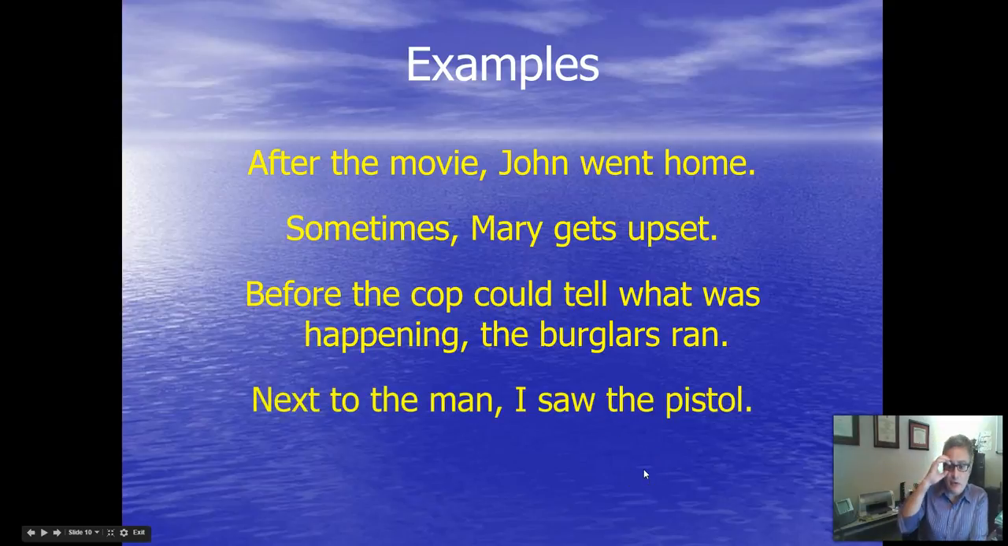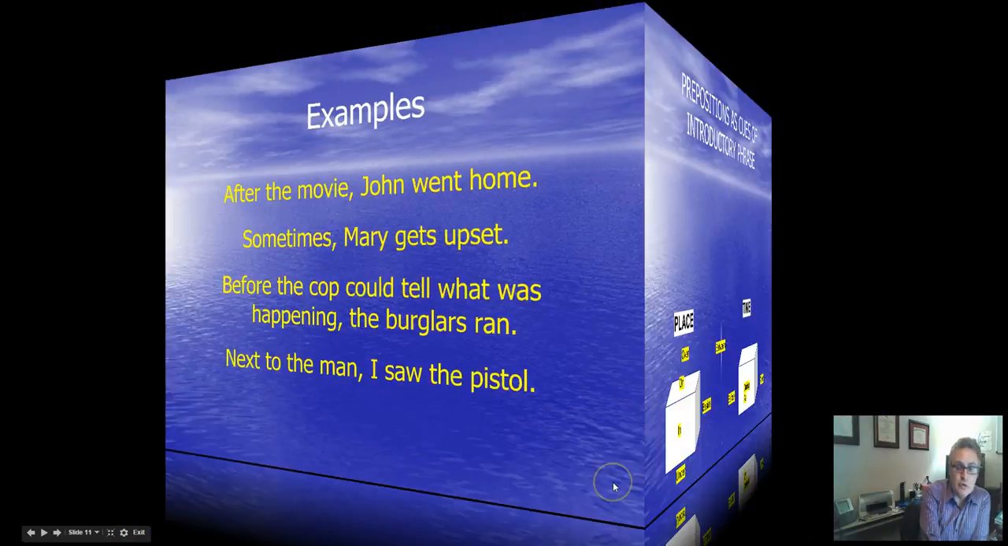Next to the man, I saw the pistol. I can pick up this introductory phrase right here and move it to the end of the sentence. I saw the pistol next to the man. I can also get rid of it and you still know what happened. I saw the pistol. You just don't know where the pistol was, but you do know in fact that I saw it. So because I can pick this up and move it, because I can exclude it without losing my subject and verb, it requires a comma after that introductory phrase.